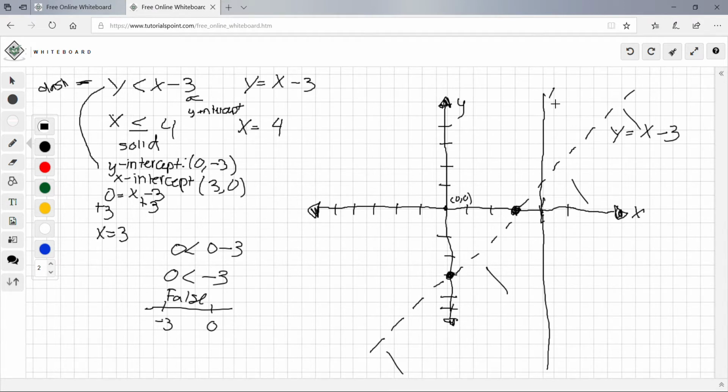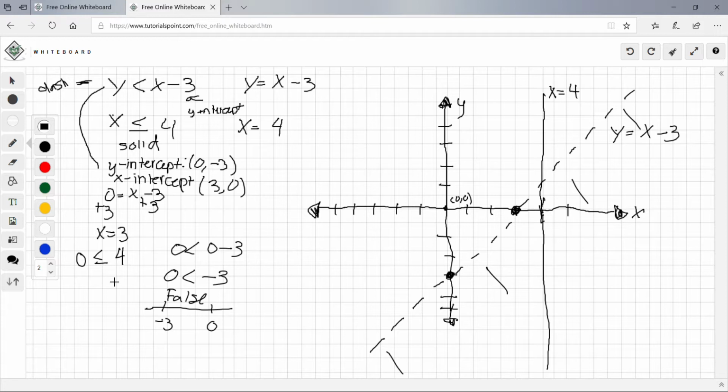We can call this x is equal to 4. Now I got to figure out which region to shade. So I can use 0, 0, because it does not pass through that point. So I'm going to use 0, 0. So put it in this original equation. So is 0 less than or equal to 4?